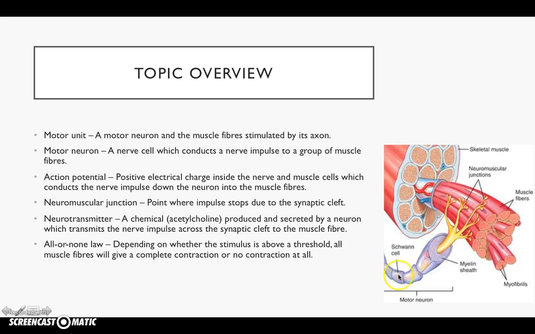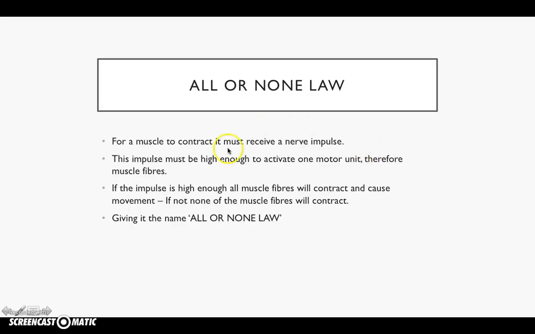So the nervous impulse comes all the way down here, it stops. If that nervous impulse is strong enough, all of these muscle fibers will contract. If it's not strong enough, not one will contract. That is why it's called an all or none law. Now this is what you need to know.